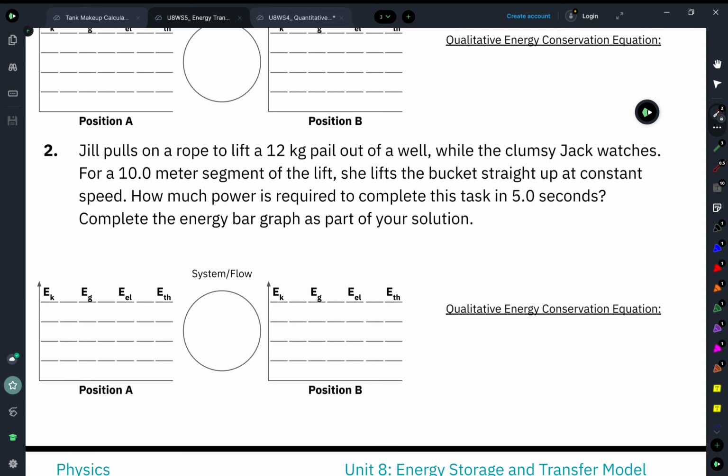Okay, so it's going to be Unit 8, Worksheet 5, our energy transfer and power calculations. We're going to start with problem number 2.